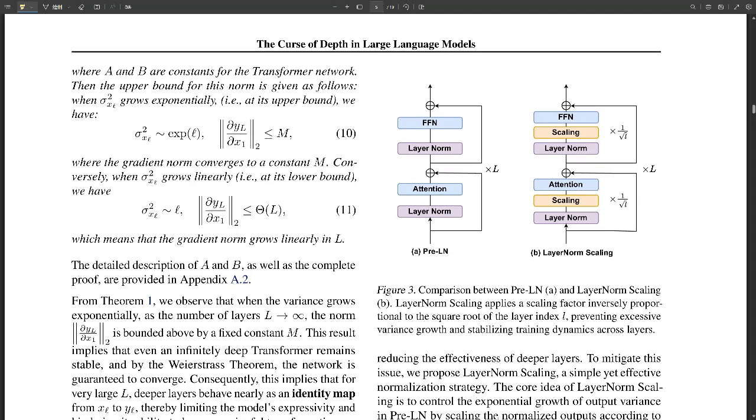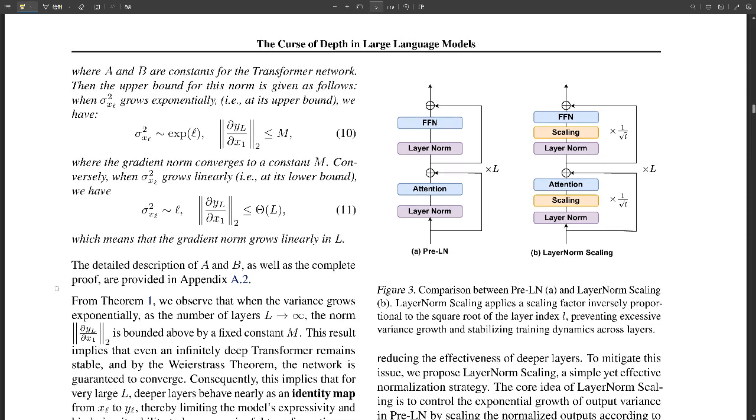Researchers have tested layer norm scaling with all kinds of LLM architectures, and they're seeing improvements in both pre-training and fine-tuning. Can you remind us what pre-training and fine-tuning are? Sure. Pre-training is like the first stage of training where the model learns from a huge data set of text, like a giant digital library. It's like building a strong foundation of knowledge.